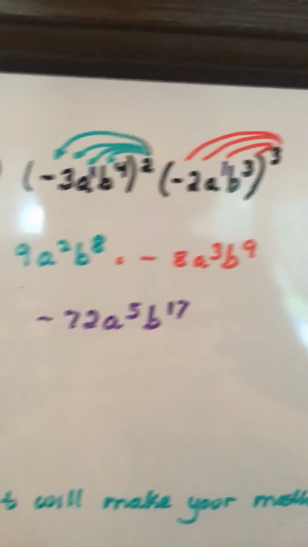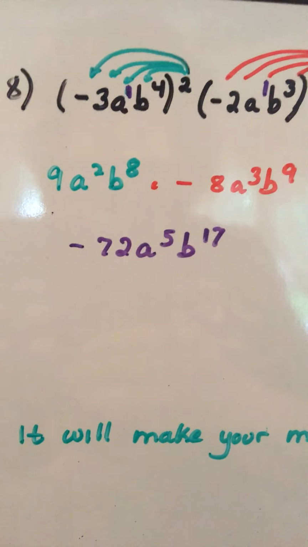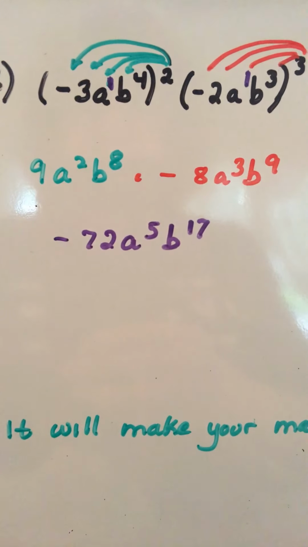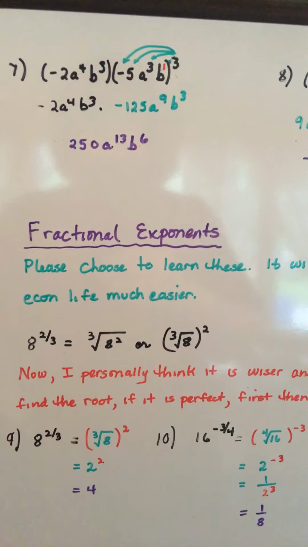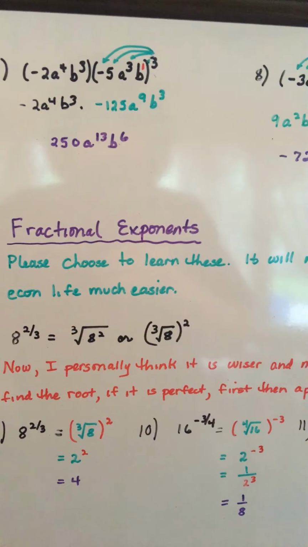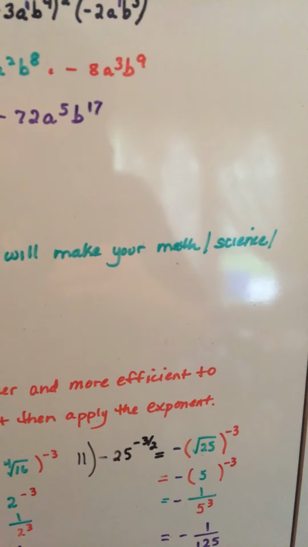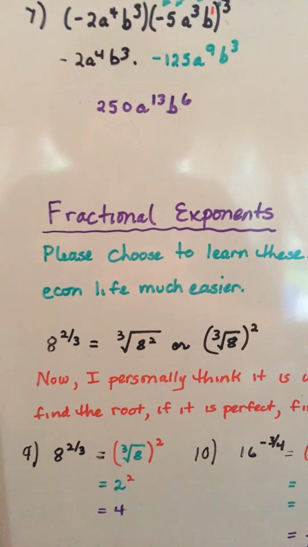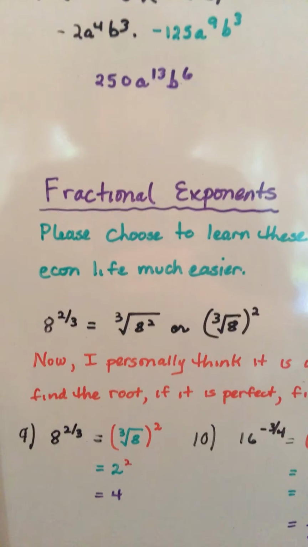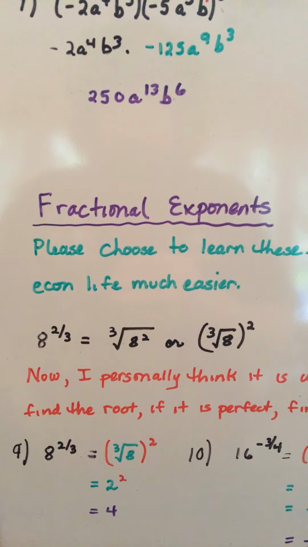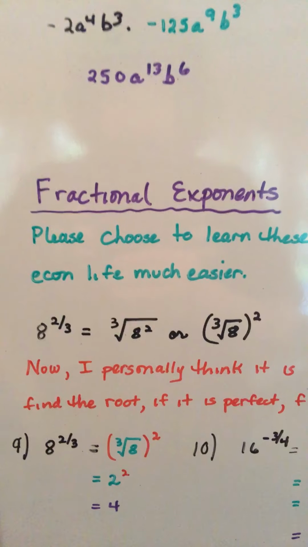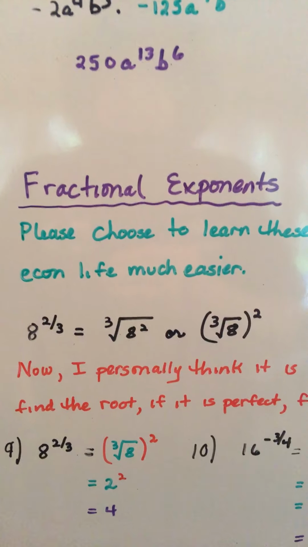A cubed, b to the 9. Now multiplying, negative 72, a to the 5th, b to the 17th. Now what happens when I have a fractional exponent? I'm going to beg you to please learn these. It will make your math, science, econ life easier. What does 8 to the 2/3 mean? It means you're taking the cube root of 8, squared.